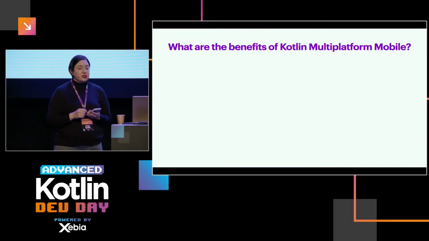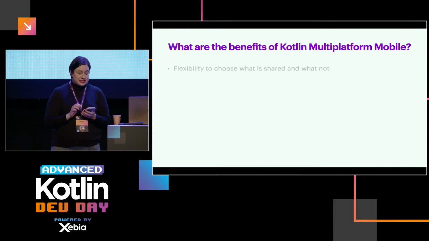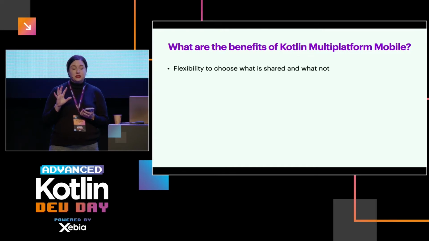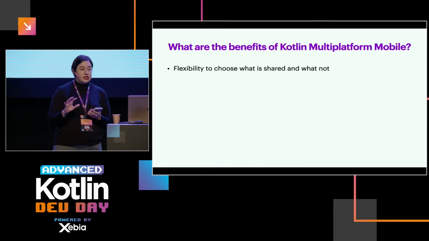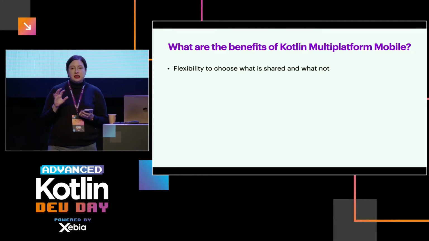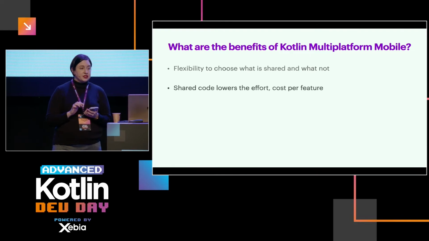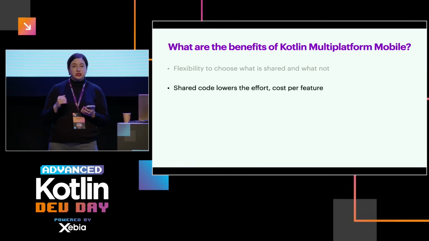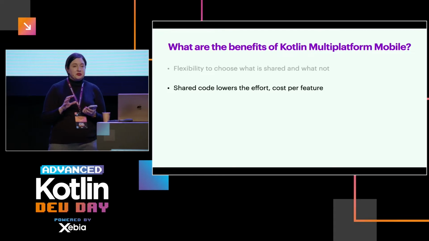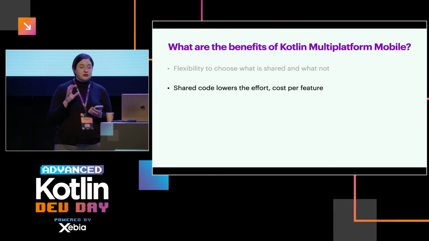So what are the benefits of using this technology? Well, firstly, it's about flexibility, the flexibility to choose what is shared and what is not shared. If you just want to share an important piece of complex business logic, you can. If you want to share an important algorithm, you can, and take things from there later. Secondly, it has to do with lowering the effort and cost per feature. So development teams don't have to duplicate the effort to ensure that it works consistently and correctly on both platforms. And this is going to drive down both development and testing costs.